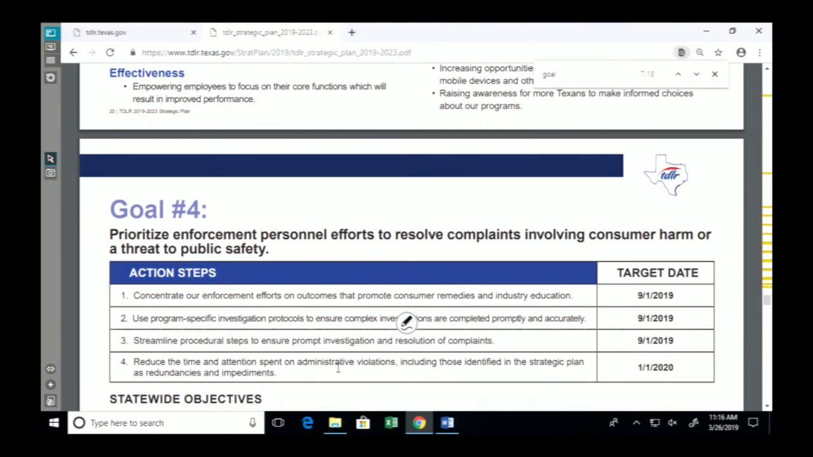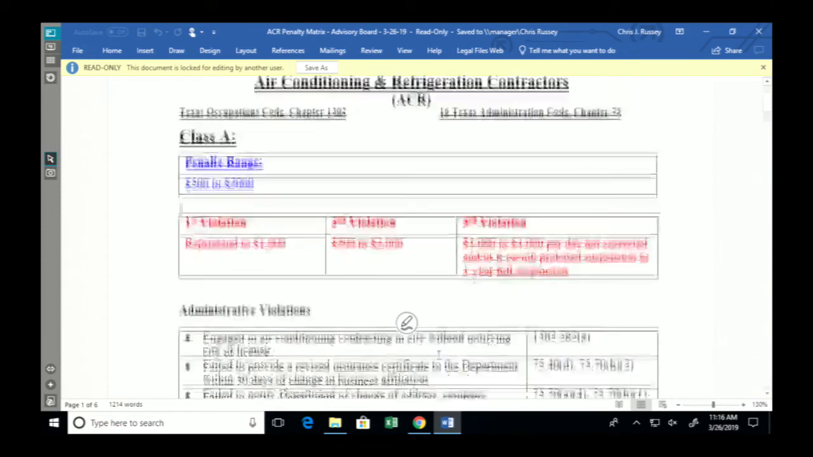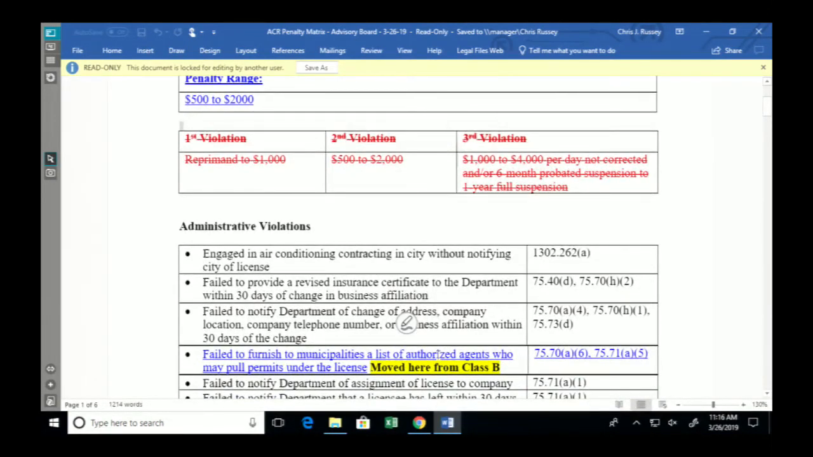Because it helps just streamline our procedural steps to ensure that we get prompt investigations and resolve these complaints quicker and sooner. So when I walk you through this, I'm going to be asking you to approve this penalty matrix to go up to the commission for their final adoption, and we can handle it one of two ways. I can walk you through what the changes were line by line, or if you've got direct questions on any of the changes, as you can see, they're redlined, and everything that's redlined has been taken away, and anything that's blue and underlined are the new additions. So if you guys have specific questions, I can walk you through it, or if you want me, I can walk you line by line.